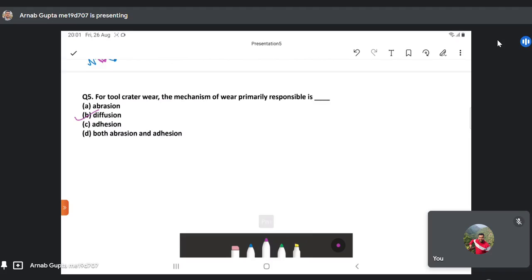We have discussed different types of mechanisms: abrasion, diffusion, adhesion. This mainly occurs due to diffusion phenomena, in which some of the tool material diffuses into the workpiece material or the chip material due to a concentration gradient, which weakens the tool material here. That's why when the chip is separating, it takes away that small micro volume of the material which was adhered to it due to diffusion bonding.